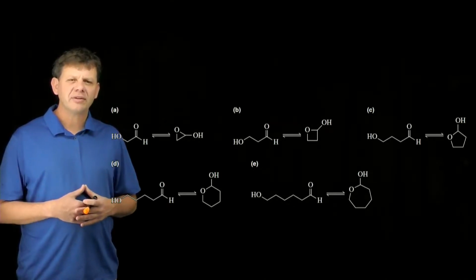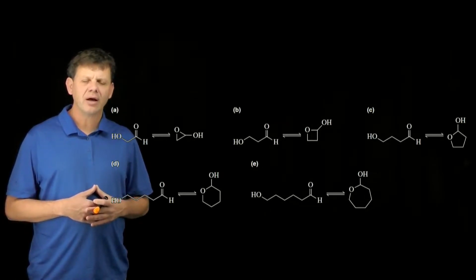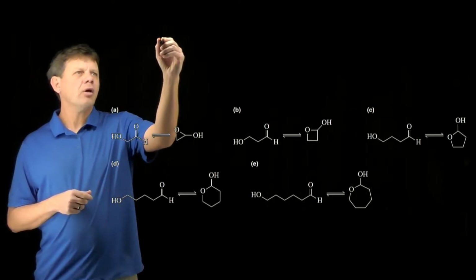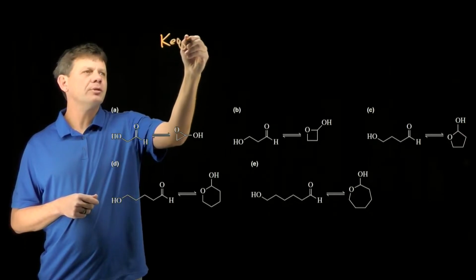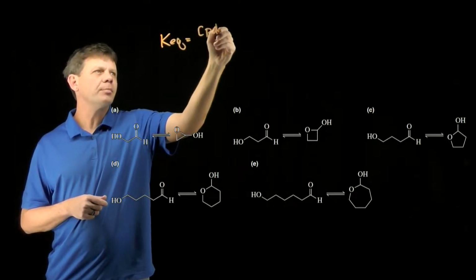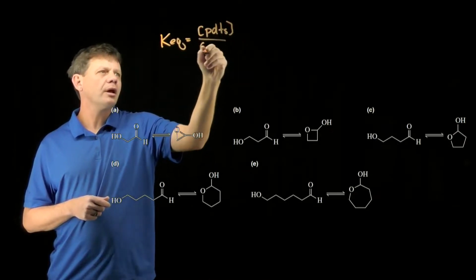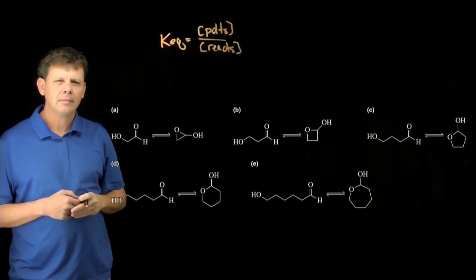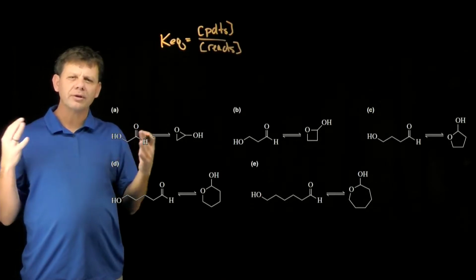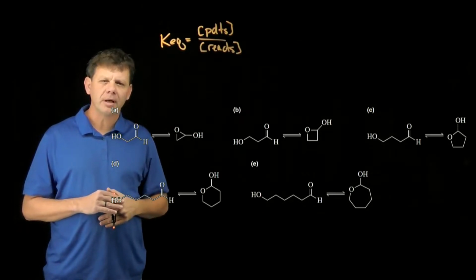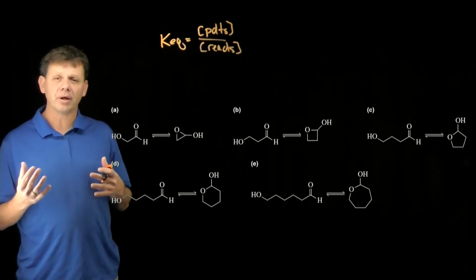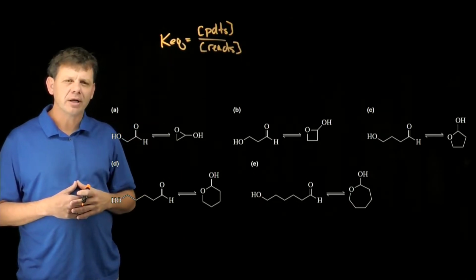This assessment asks us which cyclic hemiacetal would have the most favorable KEQ. Recall that KEQ is going to be equal to the concentration of the products over the concentration of reactants. Given this, we could go through and identify bonds formed and bonds broken, and we would note that it's the same for all of these. So in terms of bonds formed and bonds broken, these are identical.